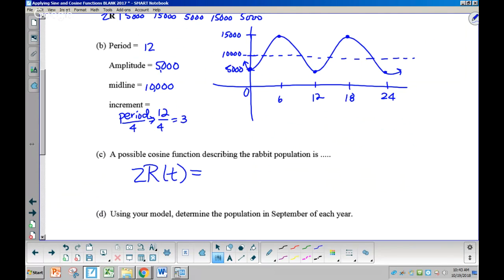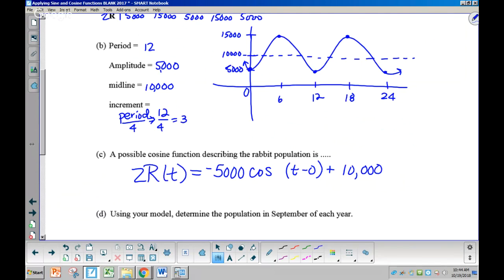Negative 5,000 cosine. Do I know B yet? I'm going to leave a spot for B. And then we're going to say T minus 0 plus 10,000. Now, why did I put 0? Because that's where I am starting if I'm in a low spot, yes?